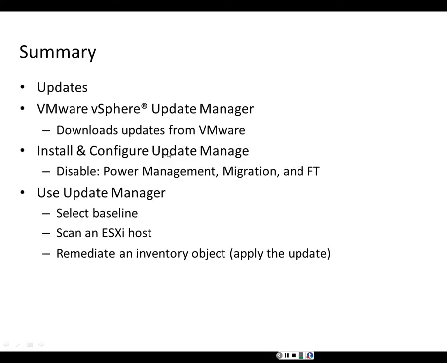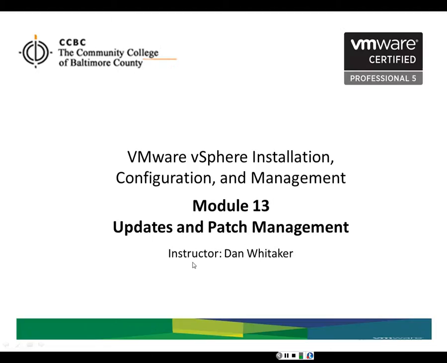We then installed and configured the Update Manager, and we saw that you could enable or disable power management, migration, and fault tolerance. Then we used the Update Manager to select a baseline, to scan the ESXi hosts to see whether or not they needed to be updated, and then to apply the updates to the ESXi hosts. We did it manually, and we saw that we could configure this entire operation to operate automatically during off hours. And this concludes Module 13, Updates and Patch Management.